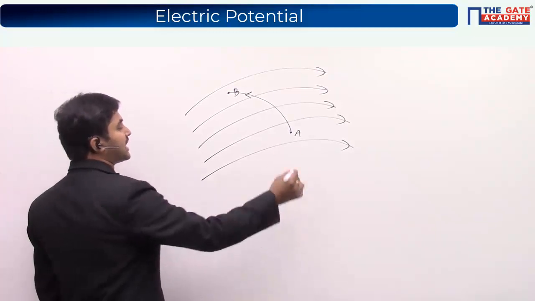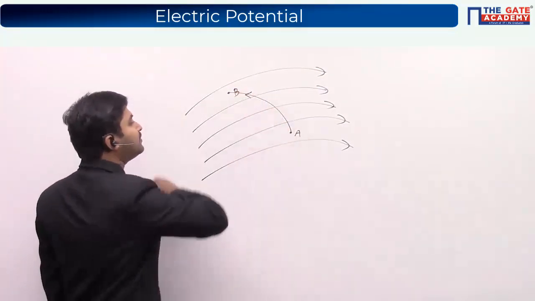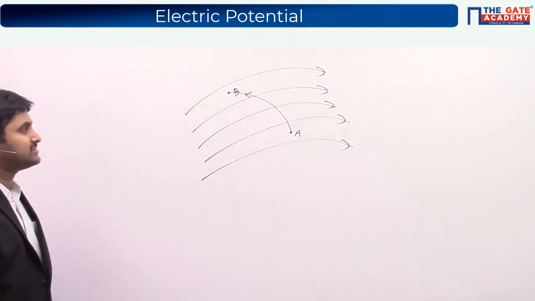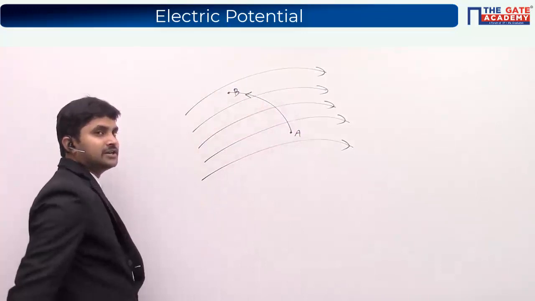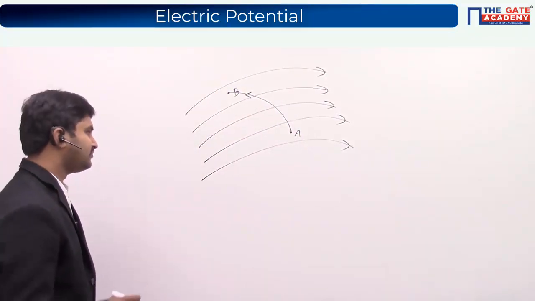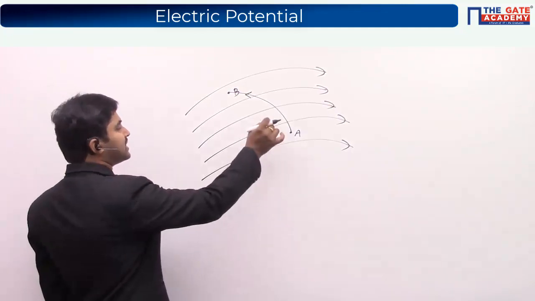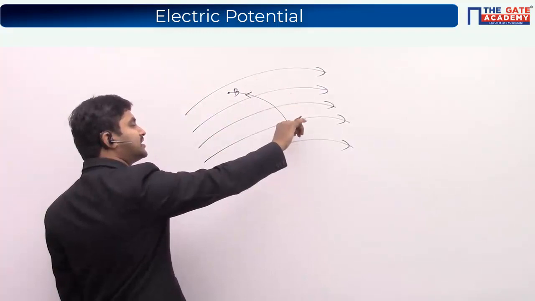So the charge is actually kept at the point A. Now you want your charge to move to the point B. Now the situation is that the charge has to move against the field. Yes or no? Whenever the charge is moving against the field, it means that the charge has to do some work against the field.